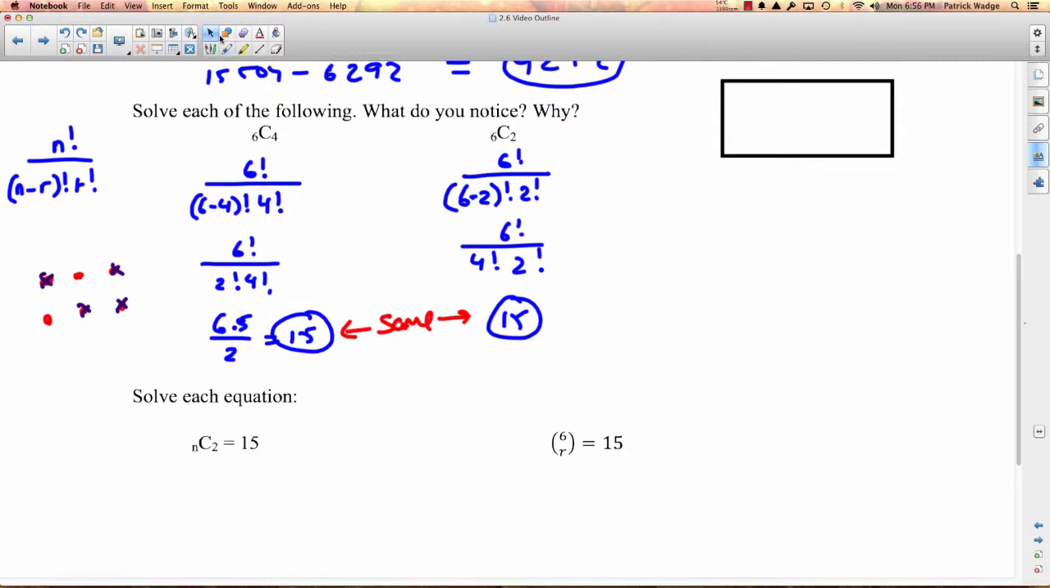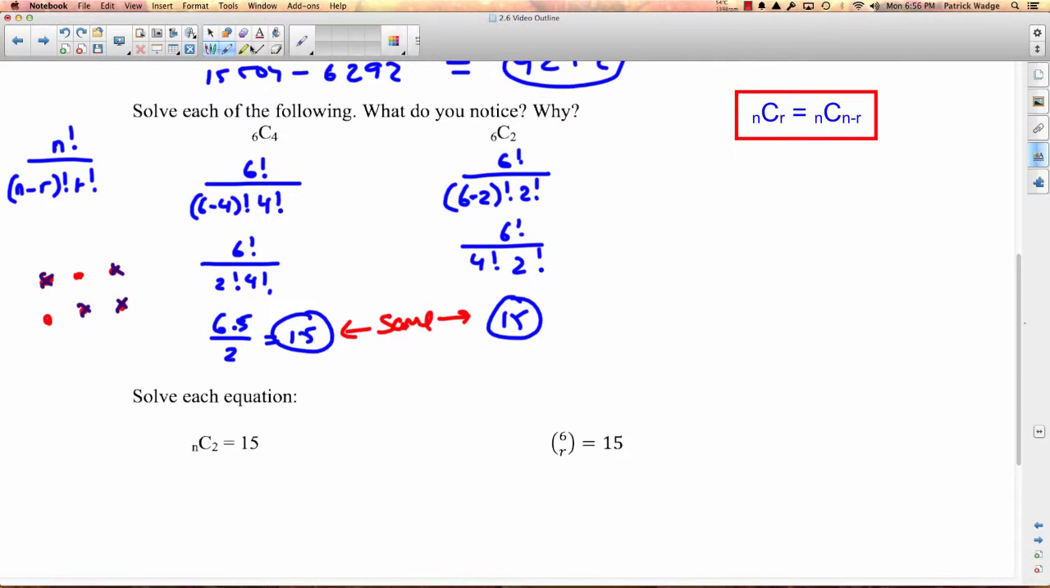Still not convinced? Let's prove it to you. Let's do a formal proof here. So this is mathematically proving things. Here's the statement, first of all, that n choose r is the same as n choose n minus r, right? 6 choose 4, there's your n and your r, is equal to 6, there's the n again, n minus r, 6 minus 4 is 2. So this should work. How can I prove this to you?